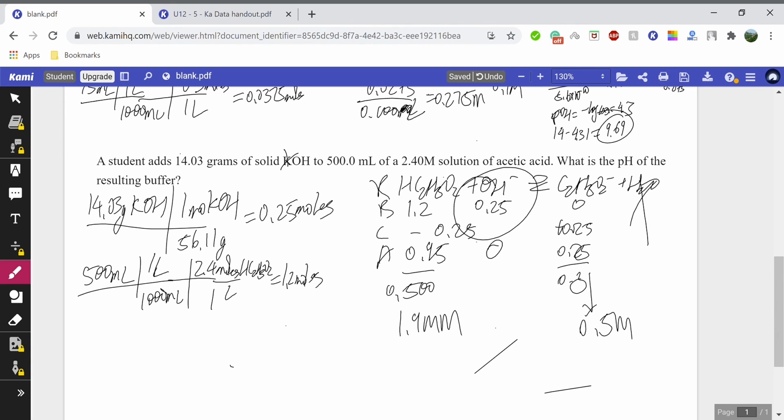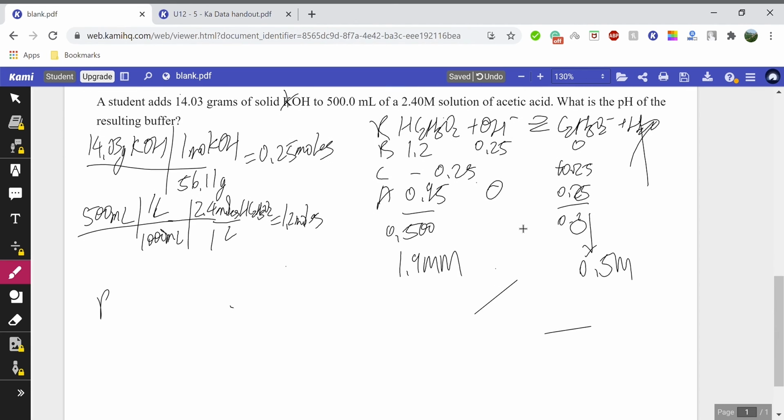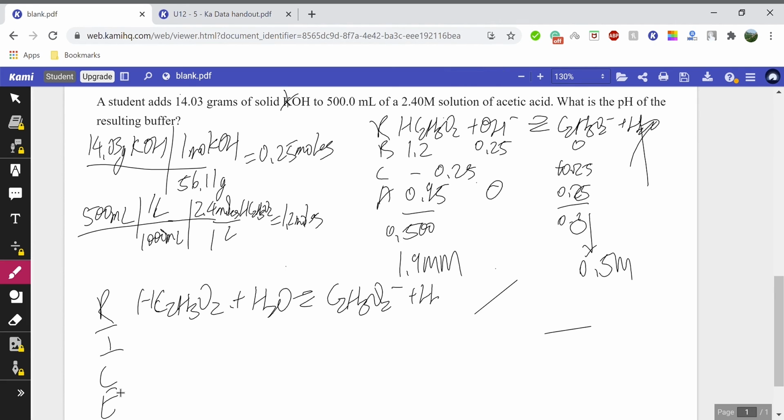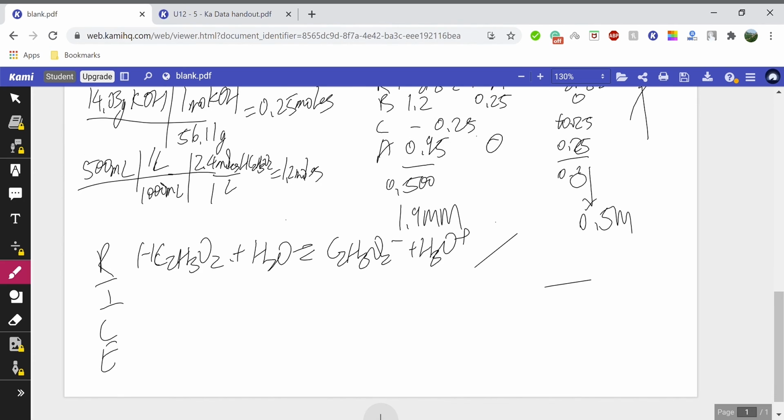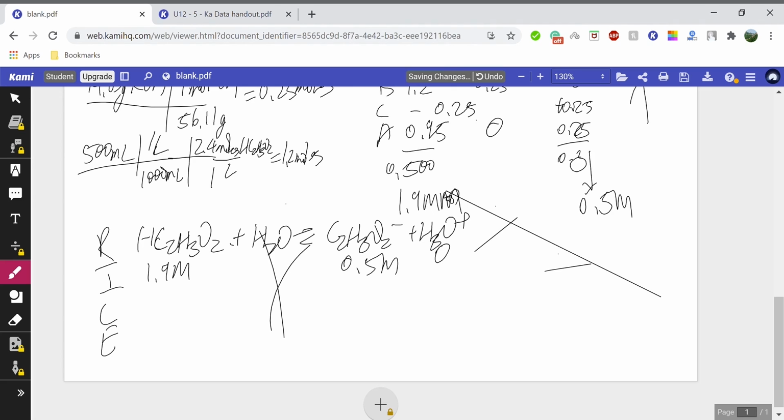Again, now we have no OH minus, so we're just going to write a normal reaction of acetic acid with water to find the pH. Plus H2O, forming C2H3O2 minus plus H3O plus. Now let's use 1.9 molar as given in the beginning. This will be 0.5 molar. This is going to be crossed out. This is going to be 0 because we never had any H3O plus. Now this is going to be minus x, so 1.9 minus x. It's going to be plus x, 0.5 plus x, x.